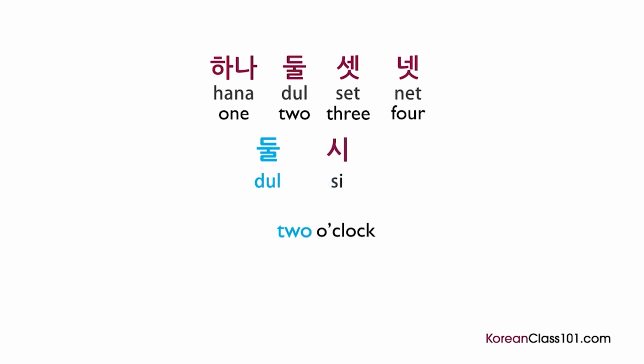둘 is two, but 2 o'clock is 2시. The last consonant 리을 disappeared. 넷 is 4, but 4 o'clock is 4시. Same thing here. The last consonant 시옷 disappeared. This rule is only for number 1 to 4. Otherwise, it is simply the Korean number plus 시. 10시, 10 o'clock, 7시, 7 o'clock.